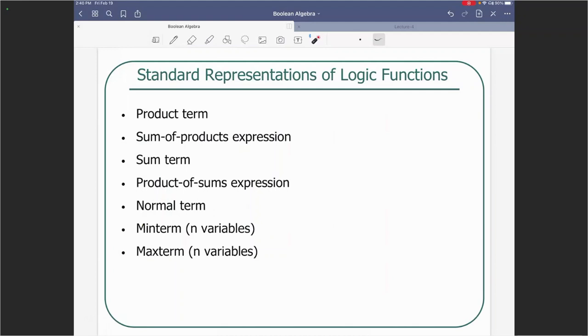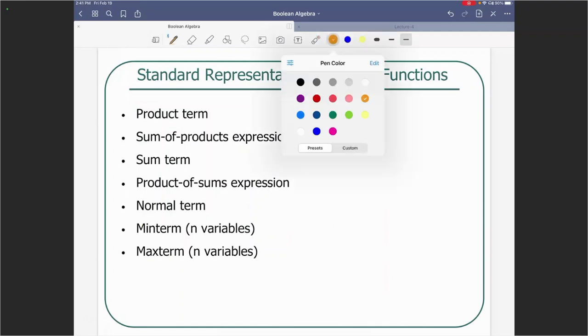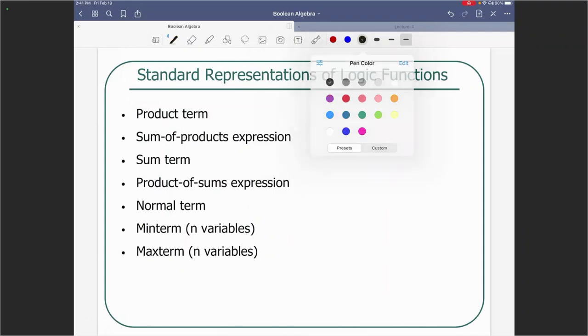So let's try to define these first. What is a product term? What is a sum of products expression? What is a sum term? And what is a POS expression? And so on. Let's start with a product term. A product term is simply an AND function between many input variables. For example, say you have X and Y complement. That's a product term. It's an AND operation between X and Y complement.